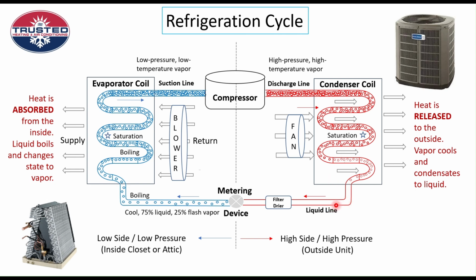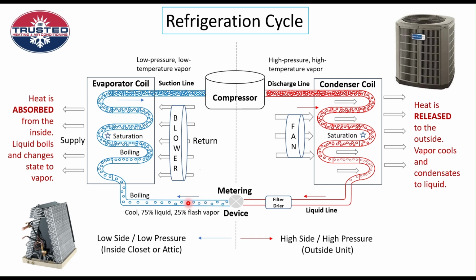Okay, so if we go back down here to the liquid line, it goes through what's called the filter dryer. This could be outside, this could be inside, depending on the installation. It looks kind of like an oil filter, and it removes contaminants and moisture from the refrigerant. And then it goes through a metering device. Think of a metering device as like a spray bottle. It's a liquid, and when we spray it, it comes out more of a vapor, right? It's a liquid vapor.